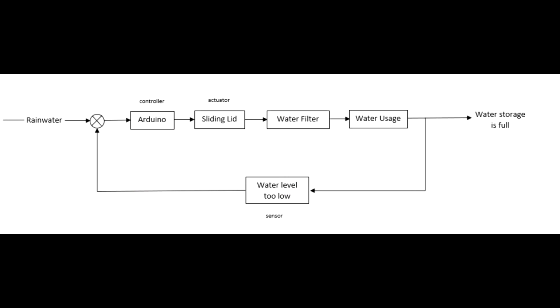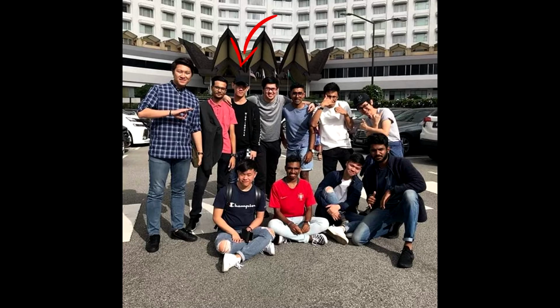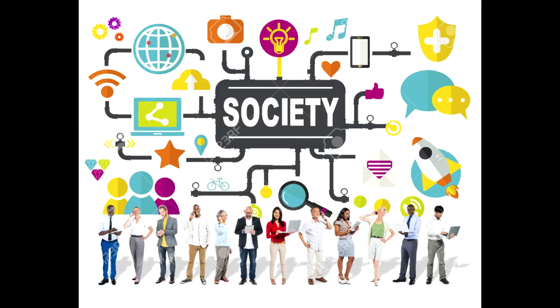Since the issues of society and working principle of the rainwater harvesting control system have been covered, what are the benefits sought by using this particular control system? My name is Ryan, and I will be talking about the potential benefits of this system that can tackle the problems faced in this society.